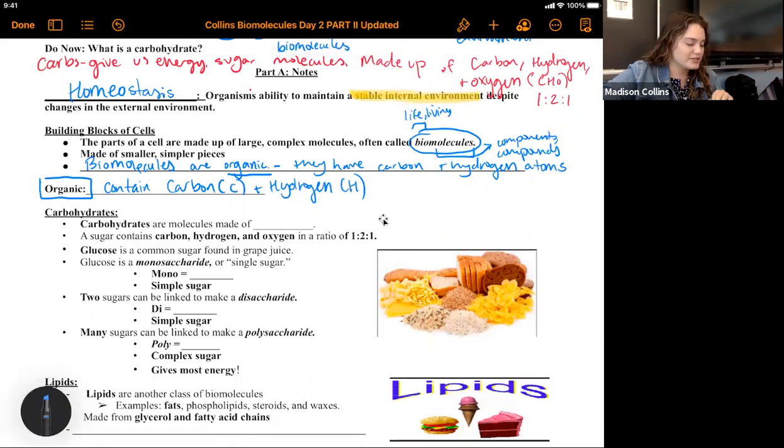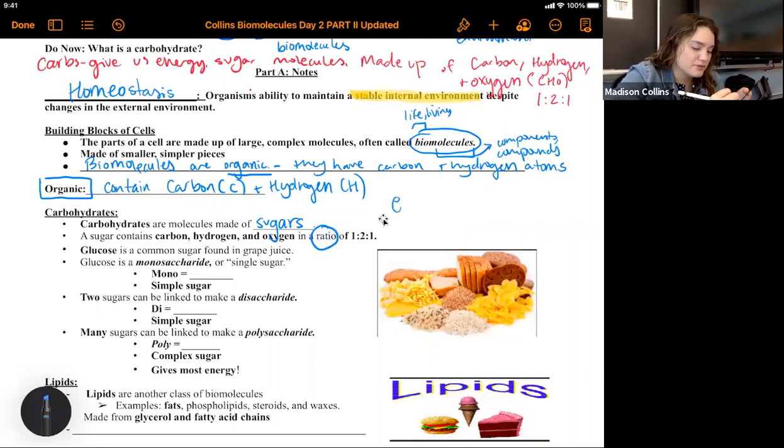So what are carbohydrates? Well, they are molecules made of sugar. That's why they give us energy, specifically sugars, I guess I should say. So what is a sugar? Well, a sugar contains carbon, hydrogen, and oxygen in the ratio of 1 to 2 to 1. I talked about this yesterday, but this does not mean that you're always going to have 1 carbon, 2 hydrogen, and 1 oxygen. Exactly, that's it.